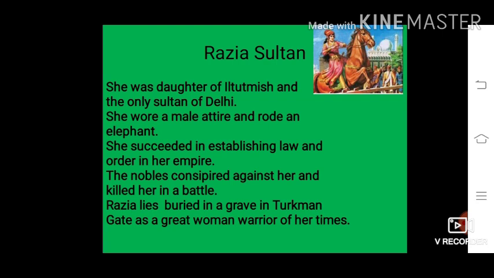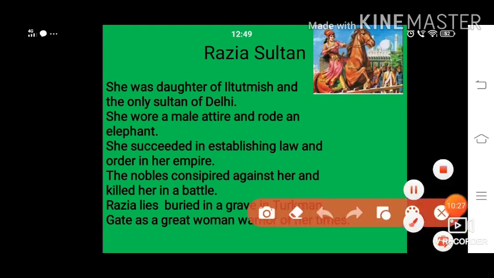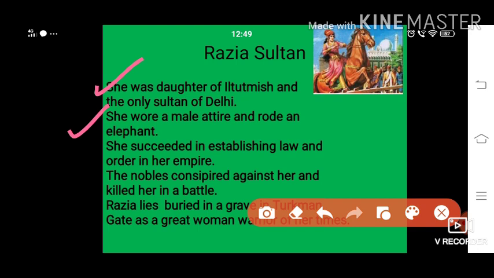Razia Sultan. As I told you, who was Razia Sultan? She was the daughter of Iltutmish and the only woman Sultan of Delhi. She usually wore male attire and rode an elephant. Attire means a dress. And she rode an elephant and horse. She succeeded in establishing law and order in her empire.